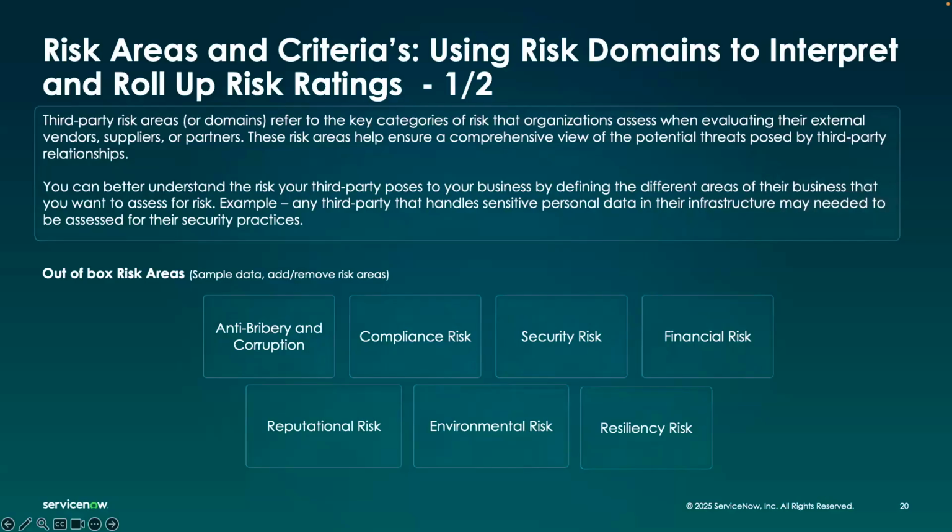Some may handle sensitive customer data, others may provide critical services that, if disrupted, could seriously impact your operations. By clearly defining risk areas, you are able to direct your assessments to focus on what matters most for your organization. For example, let's say you have a third party that stores or processes sensitive personal data. Naturally, you'd want to assess them specifically for their security practices.